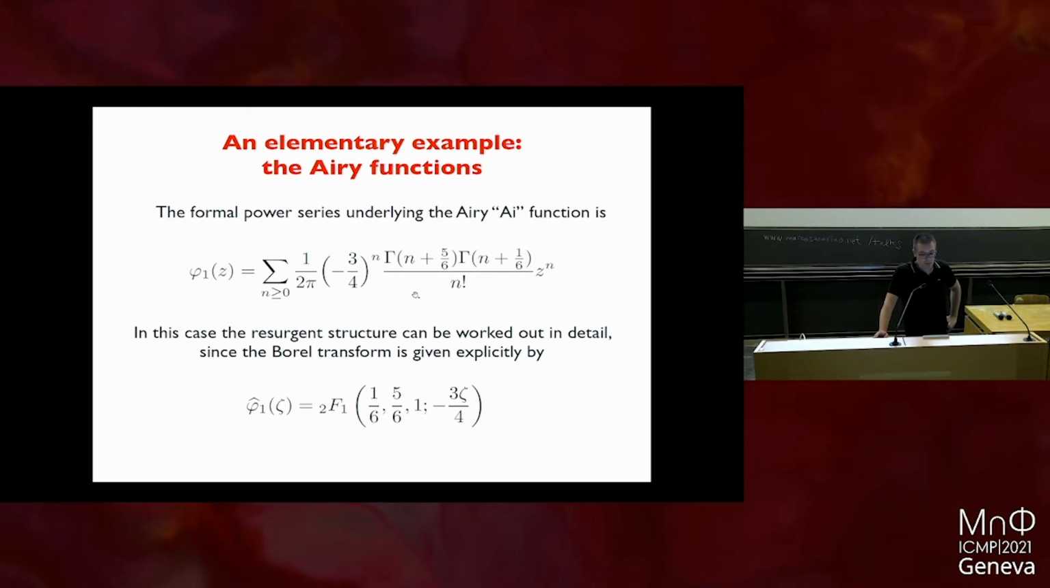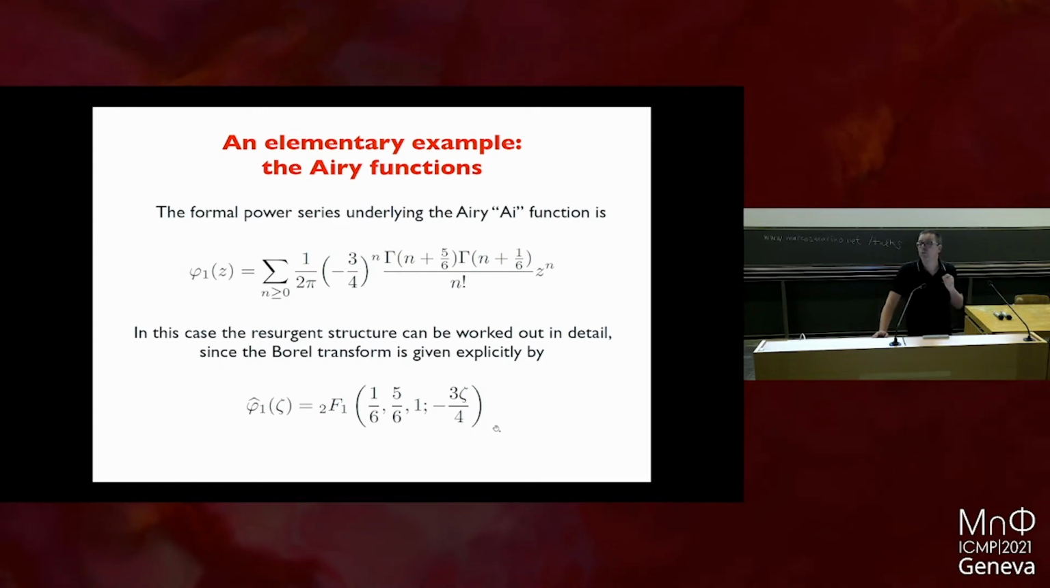Now, one of the beautiful things of this example is that, although the coefficients look a little bit complicated, they have the property that the Borel transform can be computed analytically. And this is actually a very simple exercise. You don't even have to think. Mathematica will do it for you. You just plug the Borel transform of this function in Mathematica, and you will get a hypergeometric function. So the Borel transform of this function is a hypergeometric function, with argument minus 3z over 4.